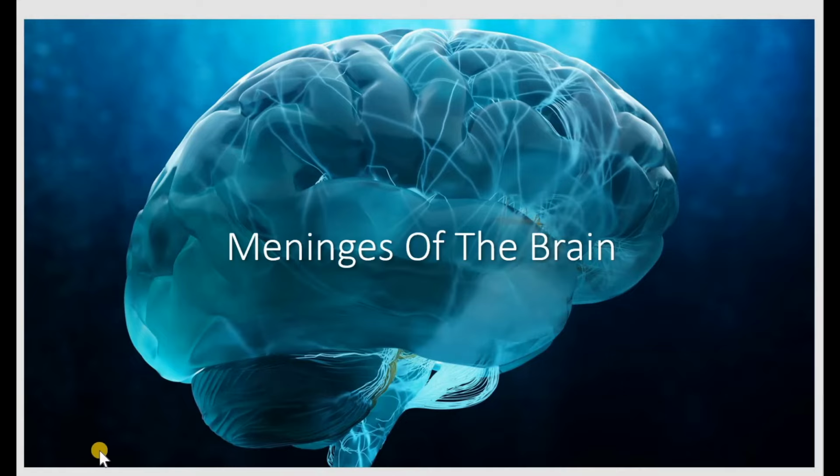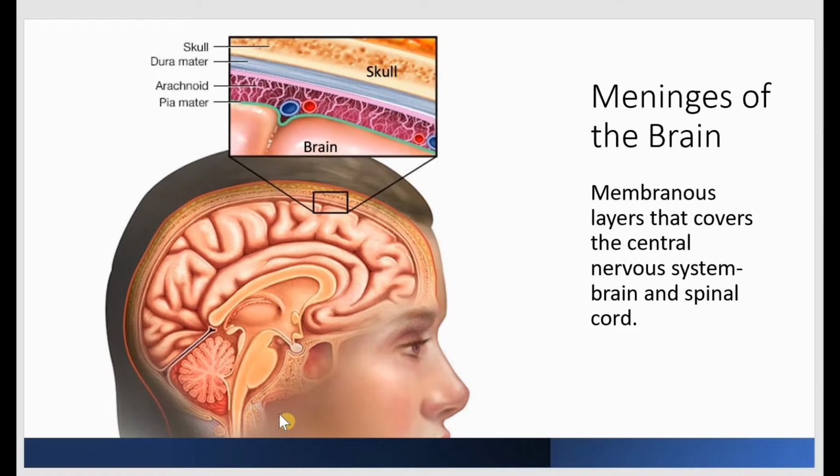Hi everybody, today we will see meninges of the brain. What is meninges? The central nervous system, that is the brain and down the spinal cord, is covered by a membranous layer. Here is a picture of the skull and the brain, and in between the brain and skull you can see the layers of membrane. These membranous layers that cover the central nervous system, that is your brain and spinal cord, are called meninges of the brain.